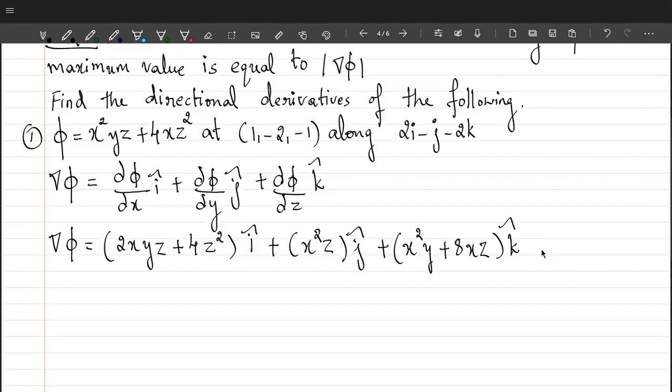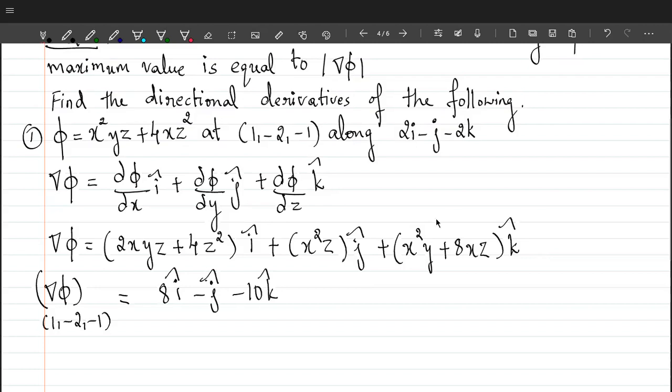Now let's calculate the value of del phi at the given point. The given point here is 1, minus 2 and minus 1. So put x is equal to 1, y is equal to minus 2 and z is equal to minus 1 in the above expression. When you do that, your answer should be 8i, then you get minus j, and you get minus 10k.